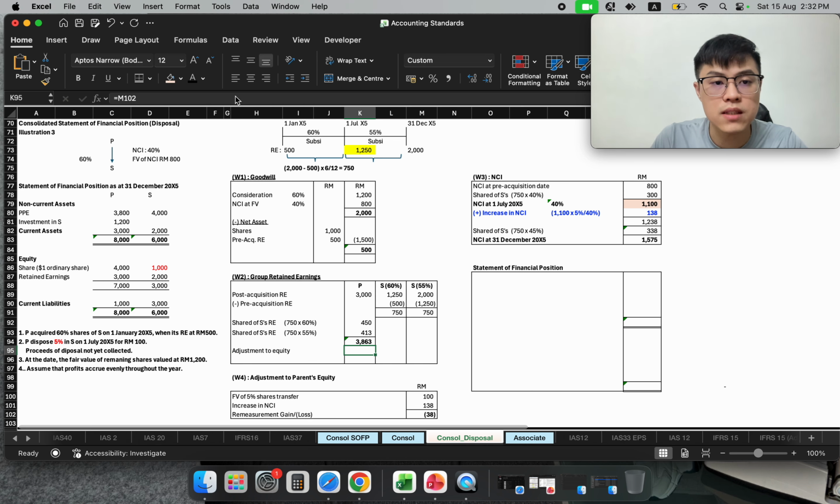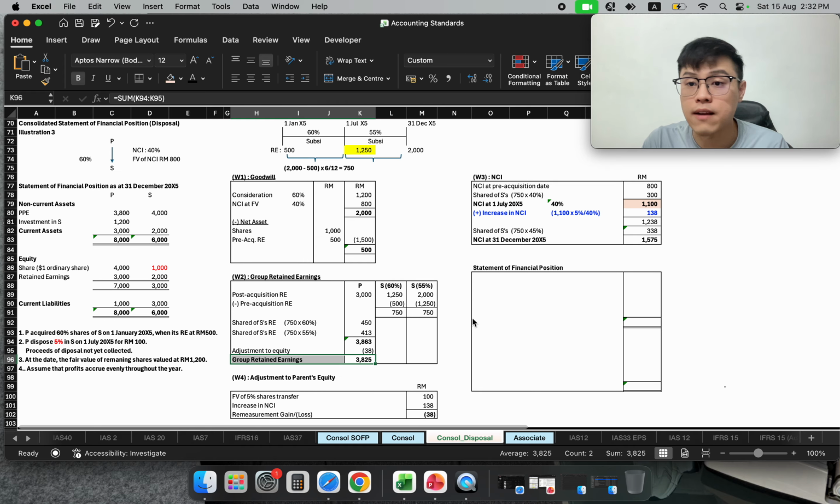And transfer this negative 38 into our group retained earning. And finally, we will report 3825 group retained earning. So this is the difference. In here, we don't calculate the profit or loss of disposal. We will calculate how much is the amount of value that we transfer to NCI. And after that, we will do consolidation.